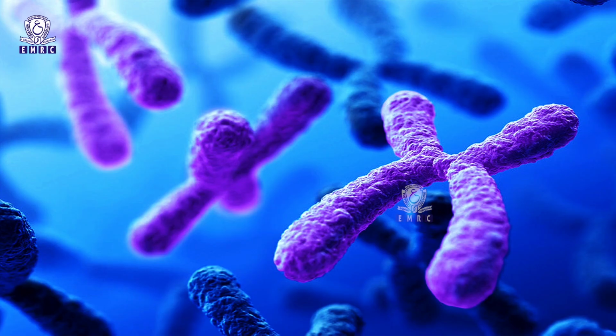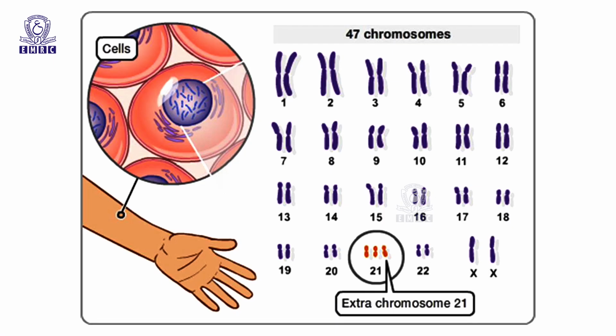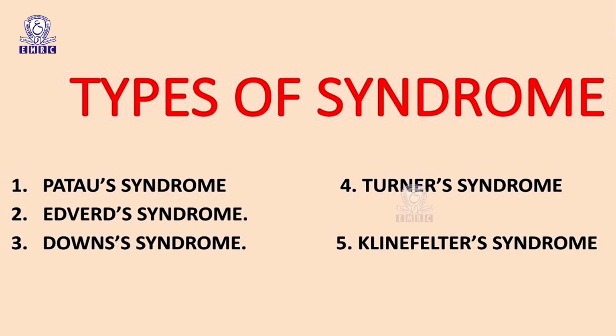When one of these abnormal cells joins with the normal cell, the resulting zygote will have an uneven number of chromosomes. Researchers suggest that as many as half of all the zygotes that form have more than or less than 23 chromosomes, but most of these are spontaneously aborted and never develop into a full-term baby. In some cases, babies are born with an abnormal number of chromosomes. In every case, the result is some type of syndrome with a set of distinguishing characteristics.